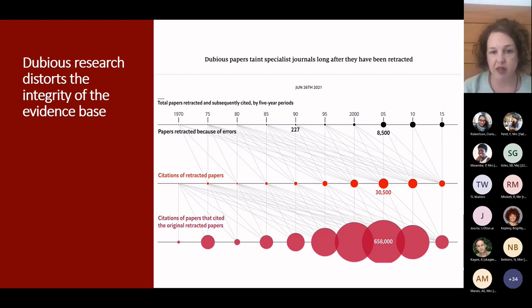And the most shocking figure that stands out on this page is the 658,000 citations of a paper retracted somewhere back in the 1970s or 80s. And you can see, if we've now got a huge body of evidence and multiple citations for a piece of dubious research, this starts to distort the evidence base. And scientists are more and more citing a piece of research that shouldn't be out there.